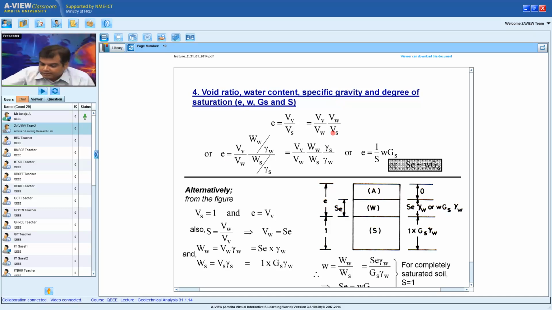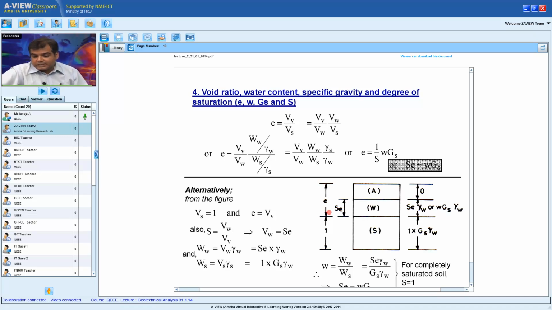I can alternatively derive the same expression using a phase diagram, and I'll do it again just so that it becomes an easy, handy tool for those of you who would be more comfortable to work with a phase diagram. The first one is on the left hand side. I take the volume of solids to be 1. The first assumption is similar to what we did on the previous slide. Volume of solids is 1, which leads to the volume of voids to be e, by virtue of the definition of void ratio.